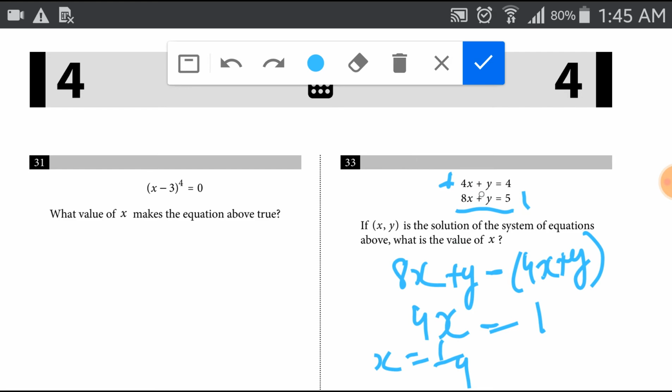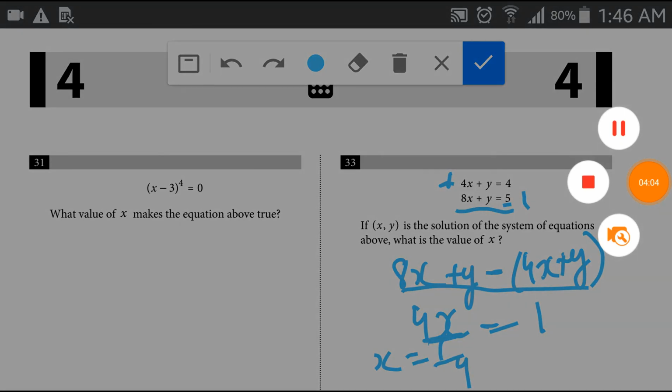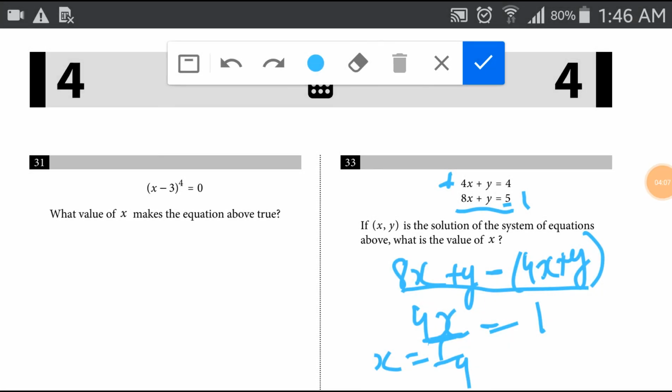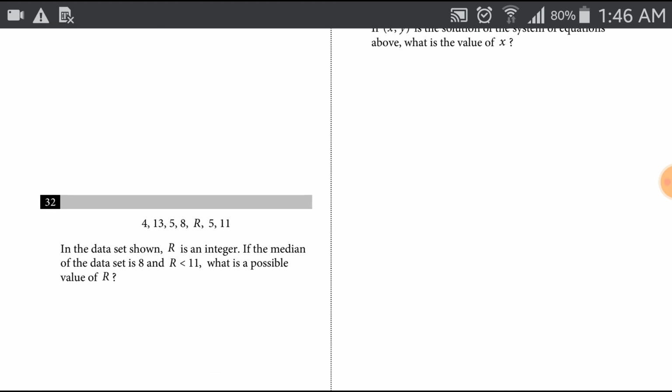So what I did was, because 4x plus y is just a number, and so is 8x plus y, I can subtract two numbers, and then their difference will be equal to the difference of the things on the right hand side. So essentially, always try and think about, can you add or subtract two equations to get to what you want? Okay, and let's just try to do one more question quickly before we wrap up.